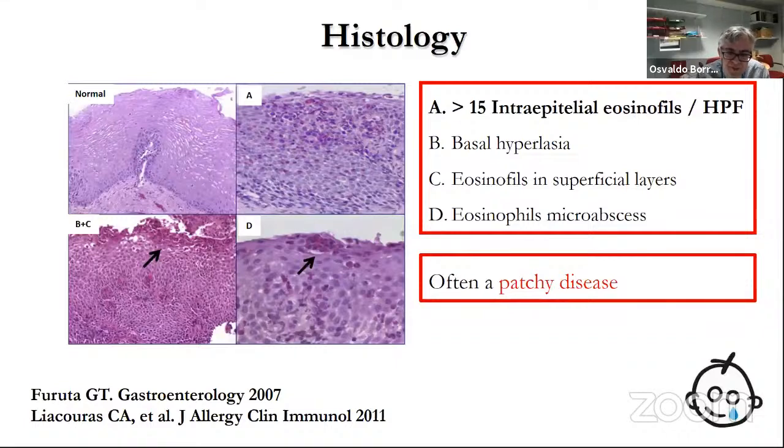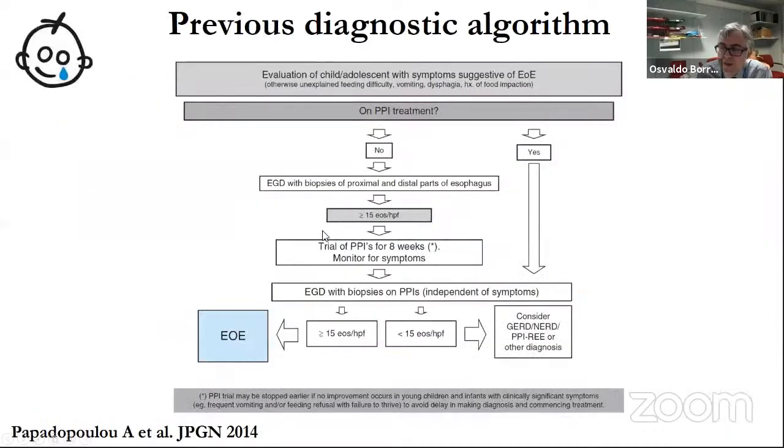However, other abnormalities are recognized on histological assessment, like basal hyperplasia, the presence of eosinophils at the level of the superficial layer, and also the presence of microabscesses, as you can see at that level.